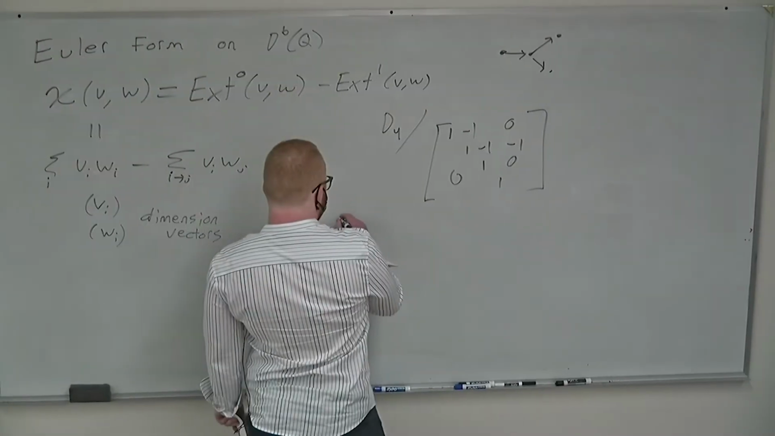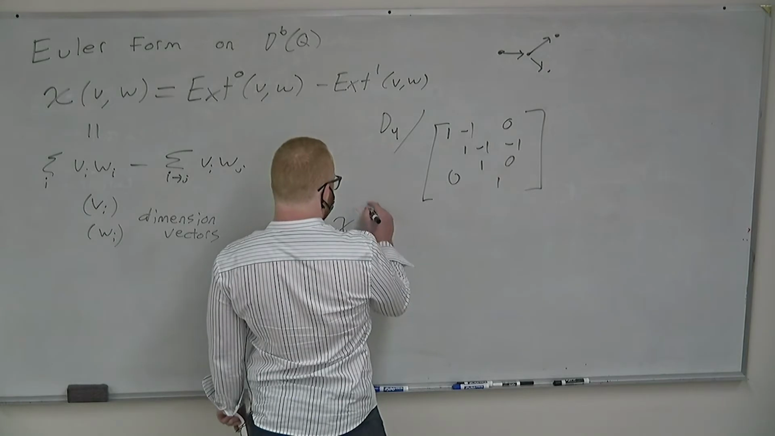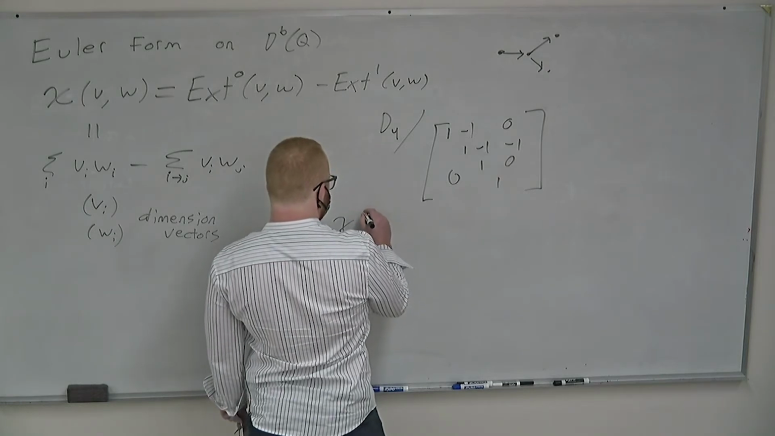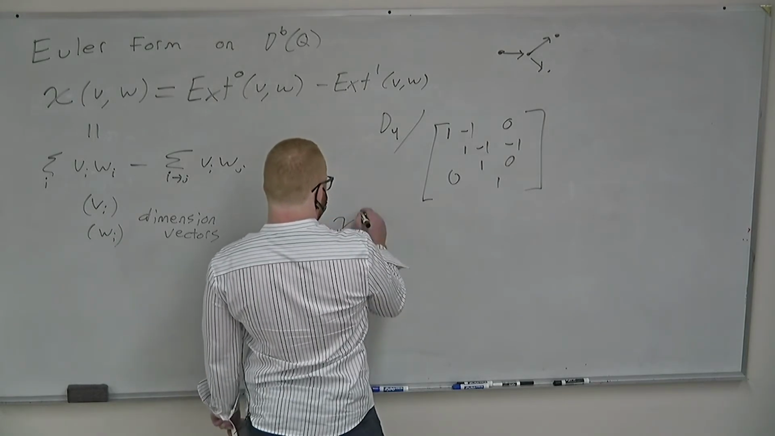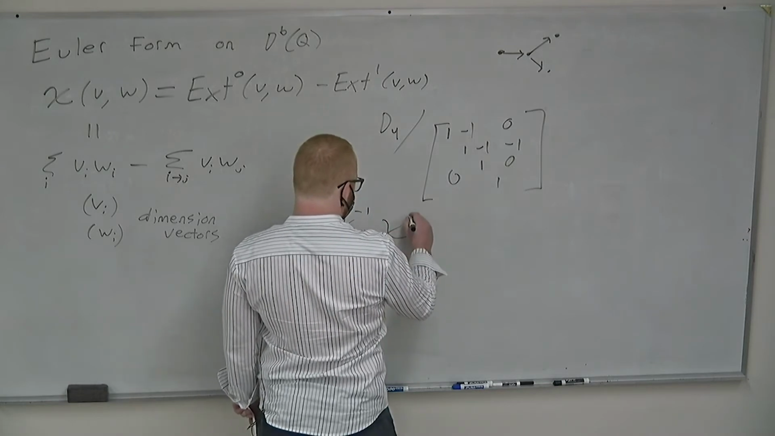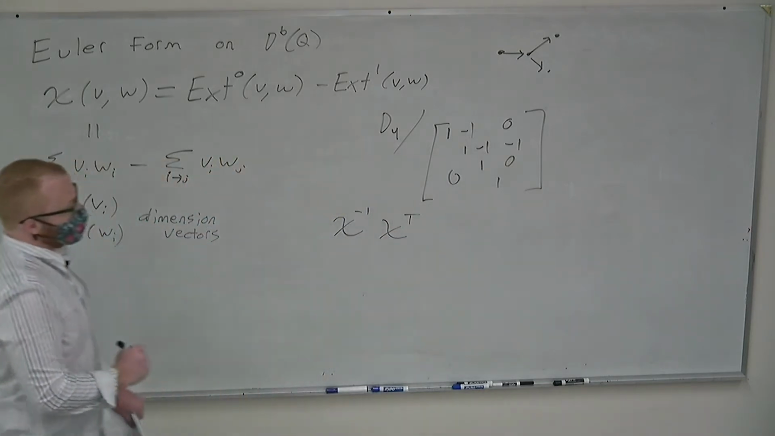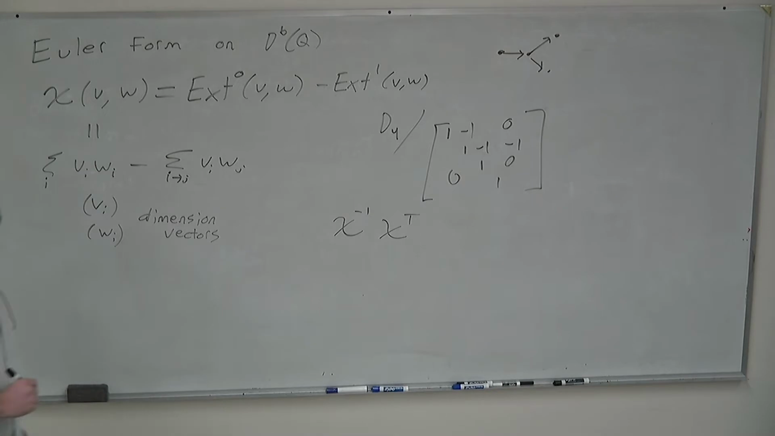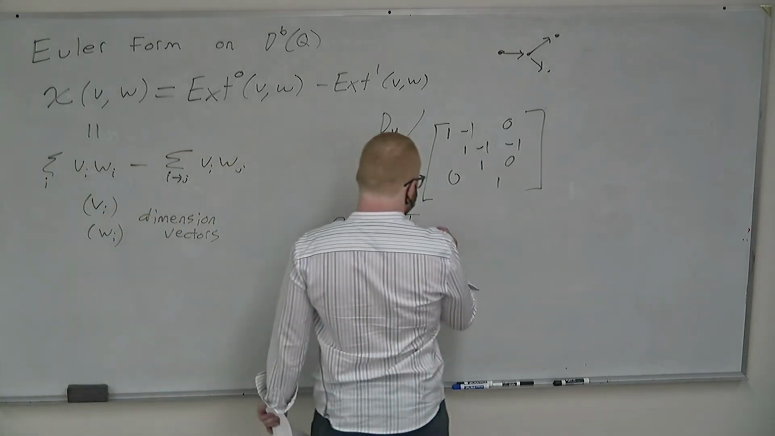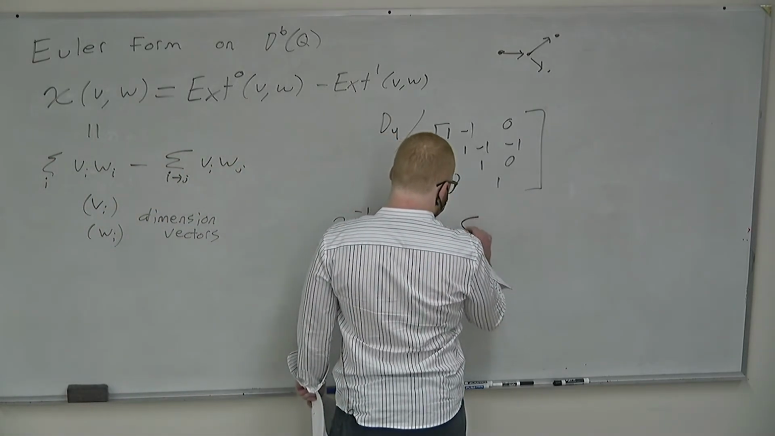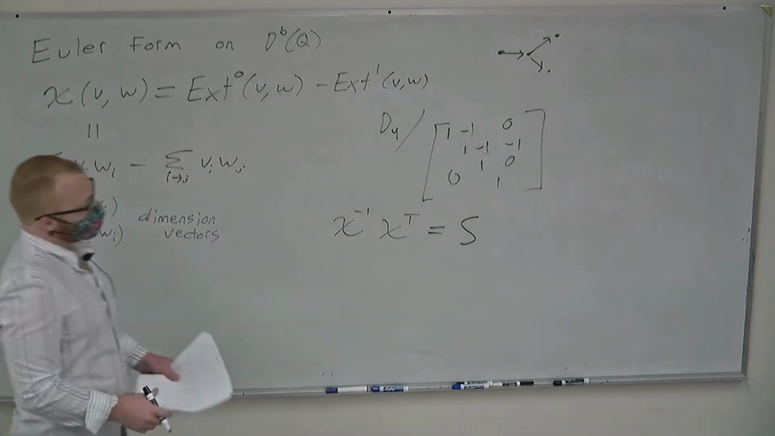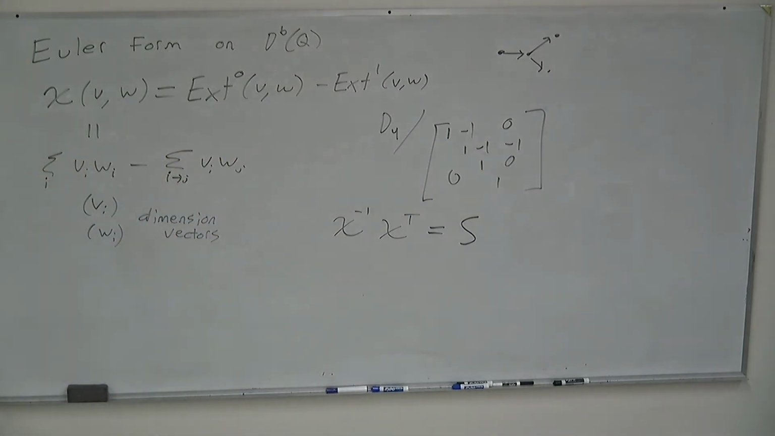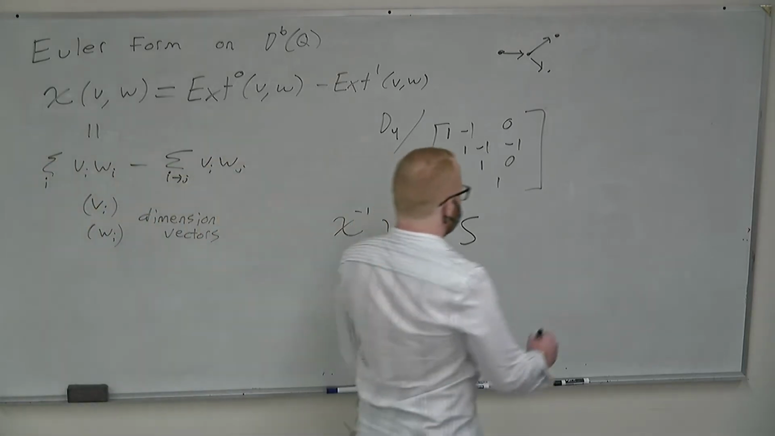Okay, and it's a general fact from representation theory that if we take this, the Euler form inverse times the transpose, we get the Serre functor restricted to K_0.